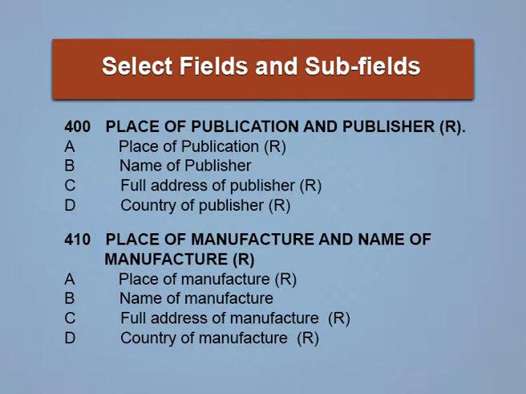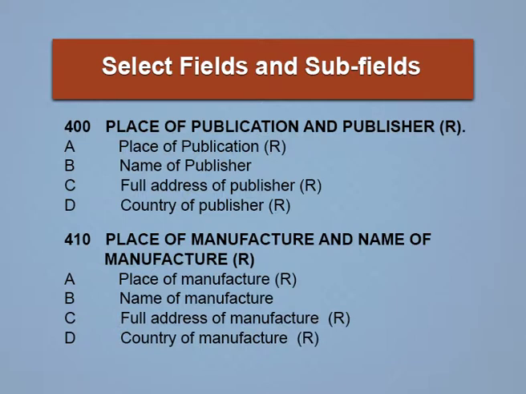It means the 400 as a whole you can repeat. Under 400 the subfield A you can repeat, but name of publisher is not a repeatable field. Full address of the publisher is a repeatable field, country of the publisher is also a repeatable field. So, in the manual itself, you will get what subfields are available against a particular tag or field, and whether the field as a whole or the subfield are repeatable or not. So, you need to follow this kind of structure inside your CDSICs database.